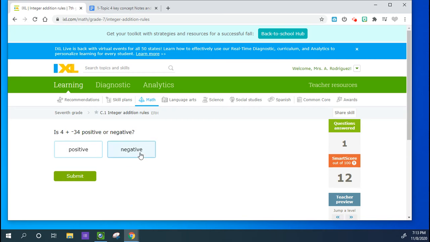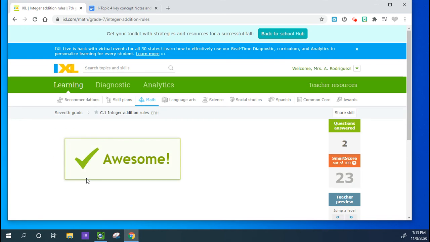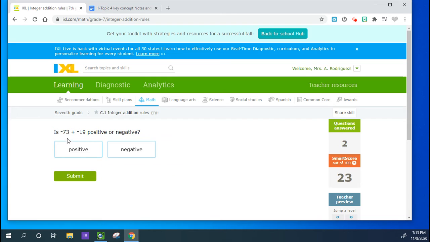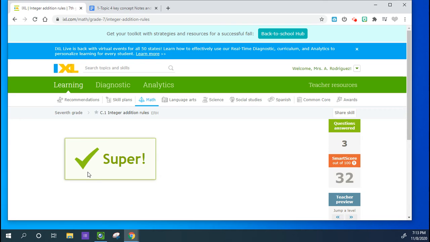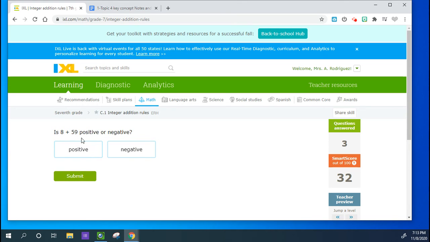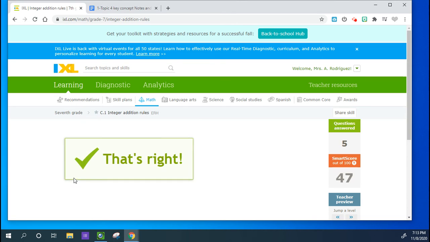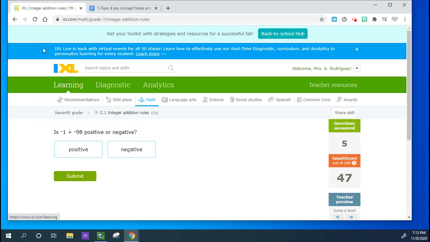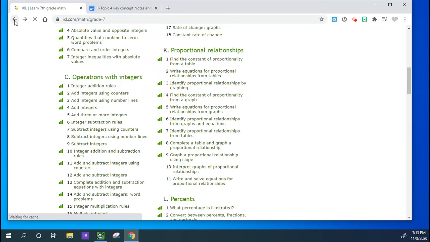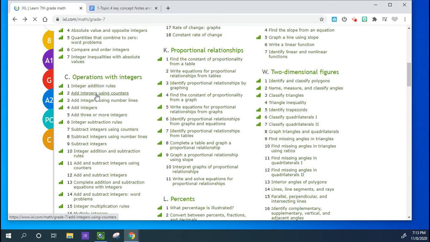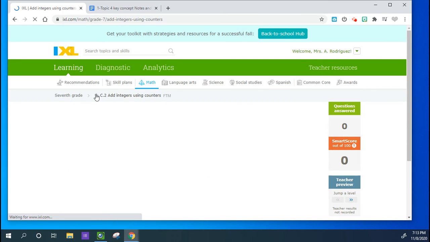I have more of the negatives, my answer would be a negative. I have only negatives, my answer is going to be a negative. I have only positives. Well, we know that from third grade, that's going to be a positive. Here I have mixed signs, but my larger absolute value is the positive. That's where you're going to start off today. Then it's going to have you move on into C2, where you're going to be looking at some counters to do some problems.